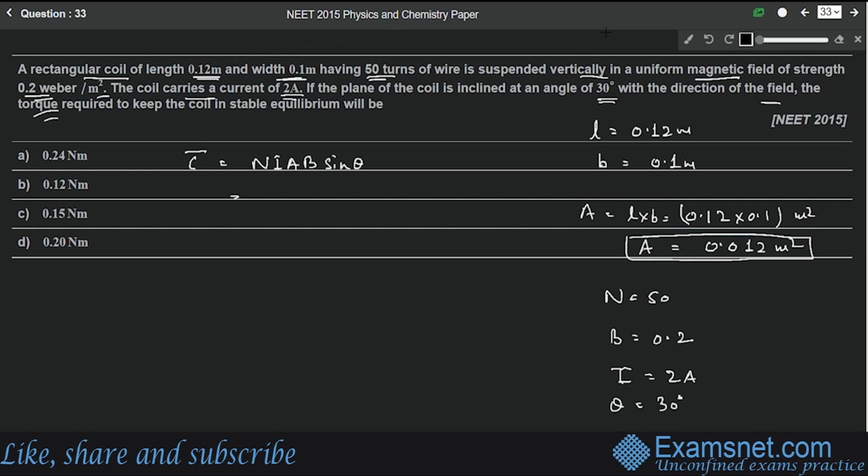N is the number of turns, that means 50, into current I, that means 2 ampere. Then A is area, so area is 0.012 meter square. Then the magnetic field B is given as 0.2 Weber per meter square, and then sine 30 degree. So when you solve this, you will get 0.20 and the unit of the torque will be Newton meter. So 0.20, that means option D will be the correct answer.